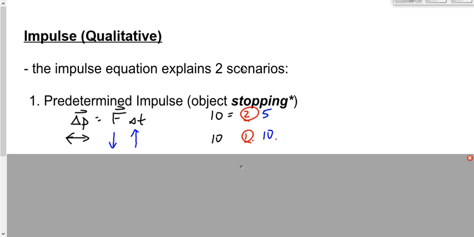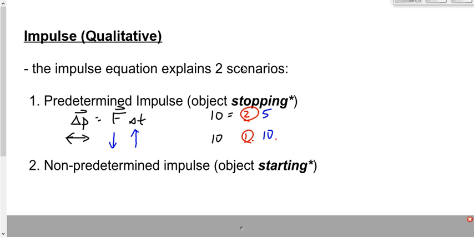Now, the other one, this is not what your activity today is based on, but we'll just finish this up and then tell you about the activity here. This is when we don't have a predetermined impulse. A predetermined impulse occurs when an object is stopping. When an object starts, the impulse is not predetermined at all. Usually what we want to do is maximize the amount of impulse and therefore make the object go faster.